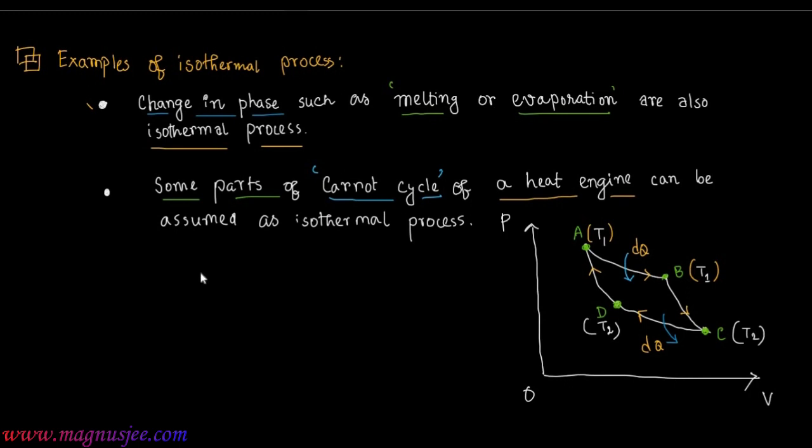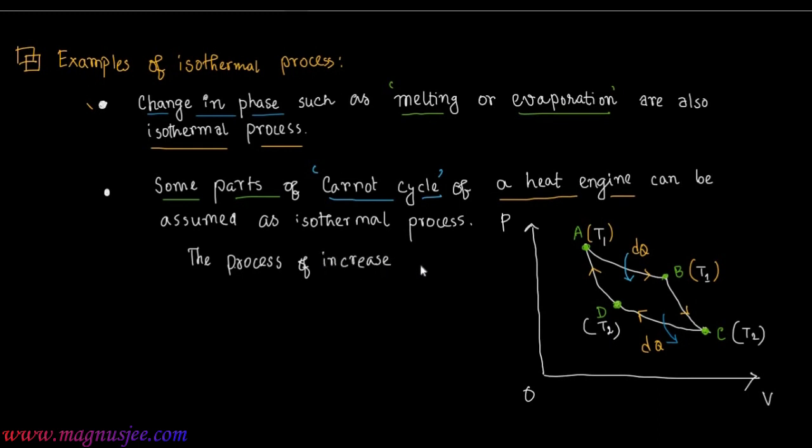From A to B, temperature remains constant. That's why the expansion of the gas along the path AB is isothermal expansion. Similarly, the compression of the ideal gas along CD will be isothermal compression.